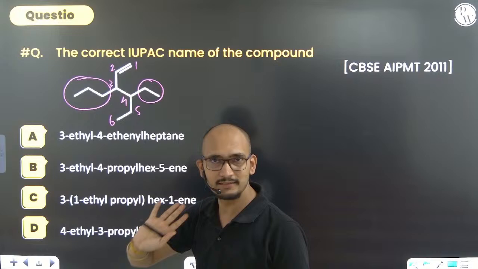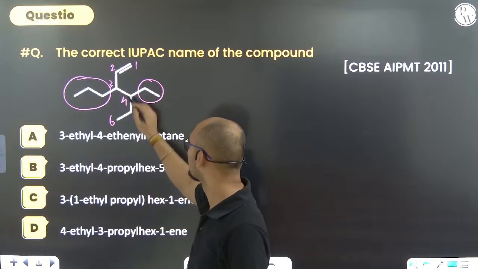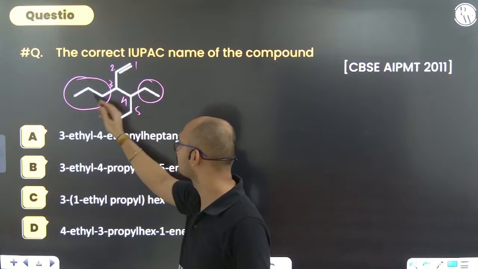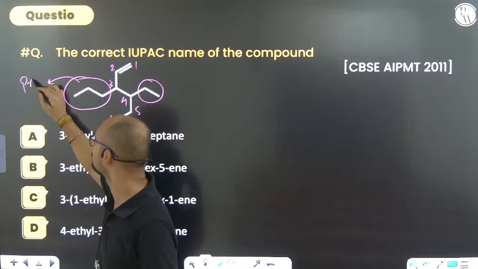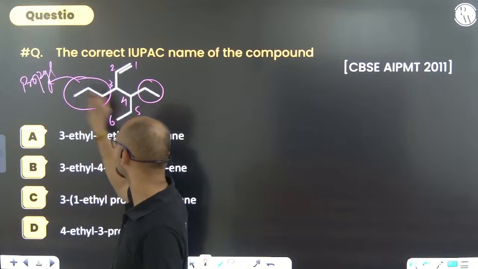So of course it is the longest carbon chain that we should go with. Okay, and at what position is it? I think it is nothing but how many carbons are there? 1, 2, 3, 4. 3, sorry. So it is propyl. At what position is it? It is on the 3rd position.